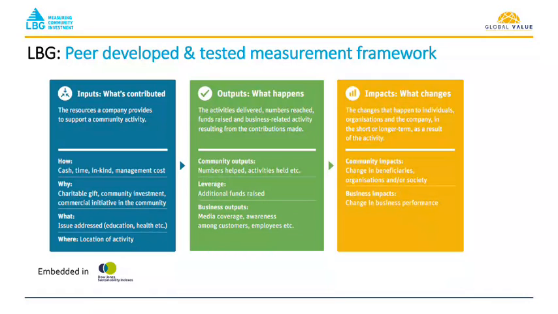When LBG was started over 20 years ago, it was called the London Benchmarking Group because it was started by 6 pioneering companies in London, but now it's a global network of over 200 companies in every continent, and they are able to work together, learn from each other, and improve the way that they understand and assess their community contributions and how they can use that information to make more effective contributions going forward.